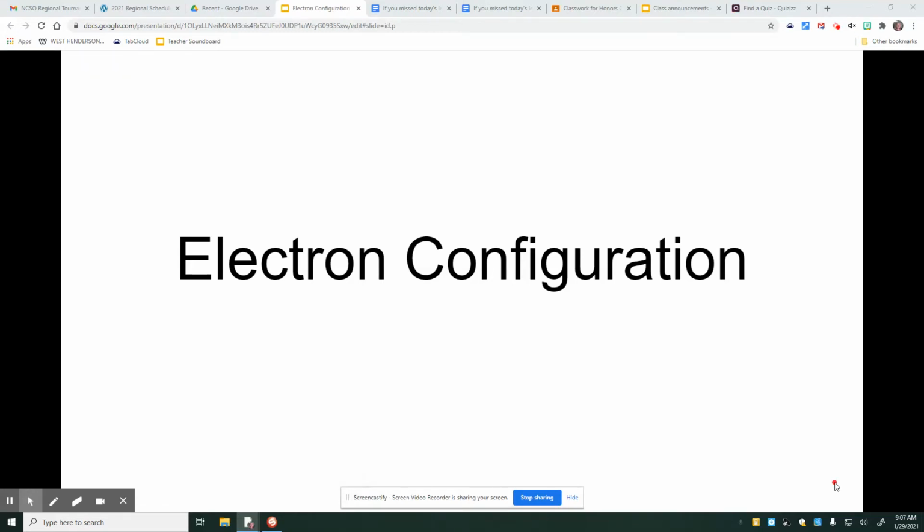This video is on electron configuration. So we are going to talk a little bit more about the quantum model of the atom. When you have looked at the atom before, probably all you know about the atom is that we have our nucleus in the center with those protons and neutrons, and then we have those electrons outside of the nucleus.